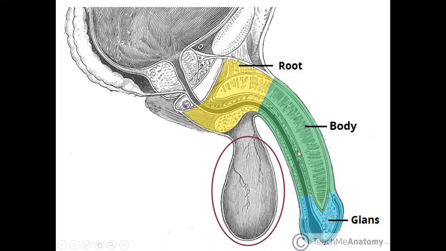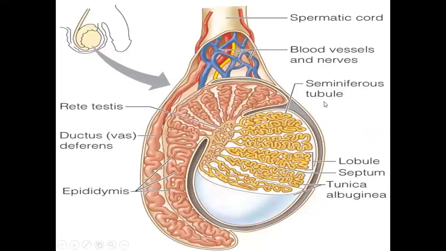Let's start with the testis. What do we see inside? This is how it looks like. Your testis is comprised of lobes of seminiferous tubules. These seminiferous tubules contain germ cells, or cells that will later mature into sperm cells. Notice that your seminiferous tubules are coated by a connective tissue called the tunica albuginea, and each tubule is separated by a septum, forming lobules.